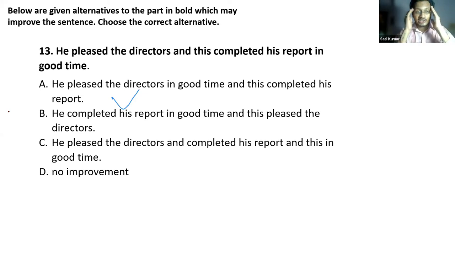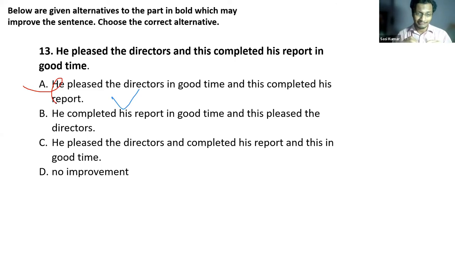Now keep the same logic in your mind. Look at the question. Don't you think something is wrong with the sequence of events? Your boss is pleased and then you do your work, or you do your work and then your boss is pleased? You do your work and then your boss is pleased. So this is clearly in the wrong order in the given question. He pleased the directors in good time and this completed. No. The sequence is wrong. So what are we learning from this question? That sometimes they can give you a wrong sequence. You have to identify the right sequence and identify your answer in sentence correction.